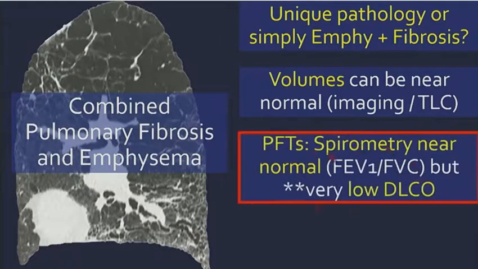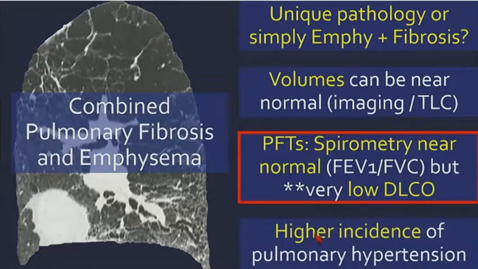And importantly, here's the answer to our question. The spirometry can be near normal or even normal. The ratio can be normal, showing no obstruction on exhalation, but there can be a very, very low, typically very, very low gas exchange, DLCO. Interestingly, there's a higher incidence of pulmonary hypertension in these patients.